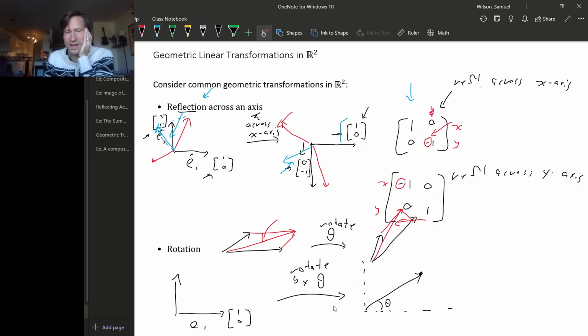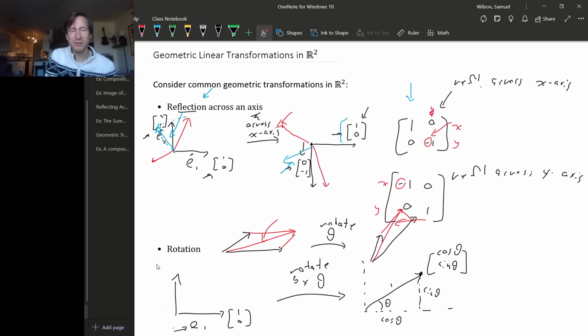Well, the length of this vector has to be 1 because rotation doesn't change lengths. So we have this right triangle here and the hypotenuse is 1, but that means that the vertical side has length sine theta and the horizontal side has length cosine theta. But that means that this vector is the vector whose x-coordinate is cosine theta and whose y-coordinate is sine theta. Okay, so that's the result of applying this rotation operation to the first standard basis vector.